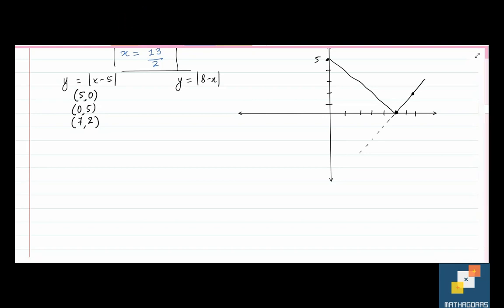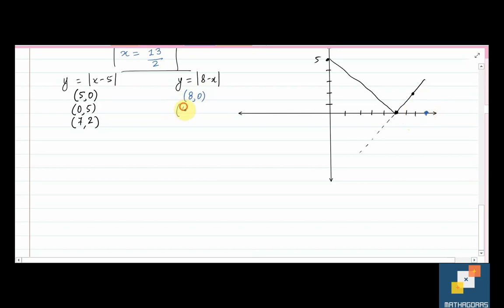For the next graph, we have 8 minus x. So when the value of x is 8, it will be 0, that is your vertex point. That means this point is (8, 0), right? I am drawing the next graph with the blue pen. So the first point is (8, 0).